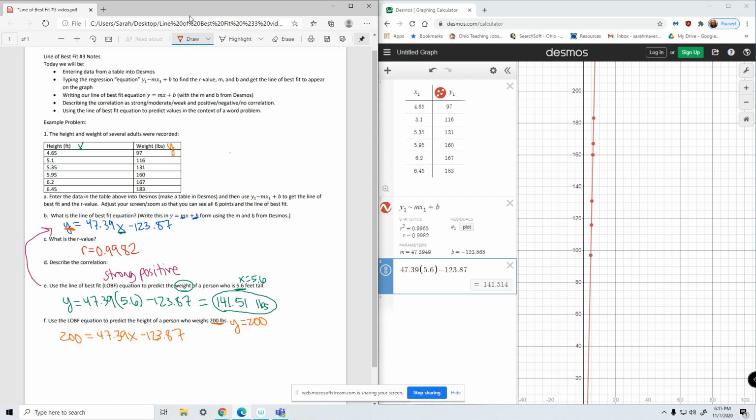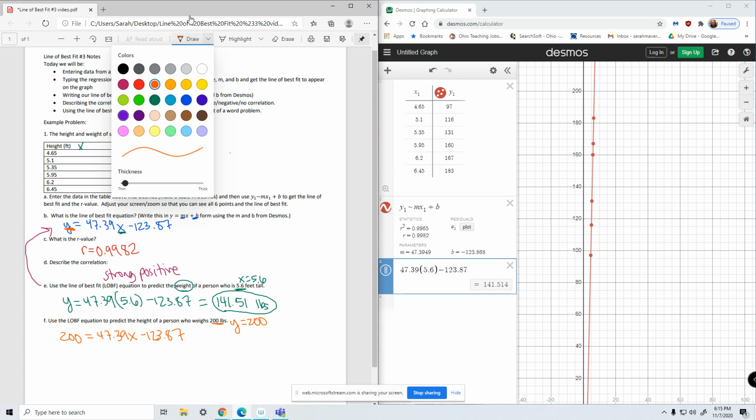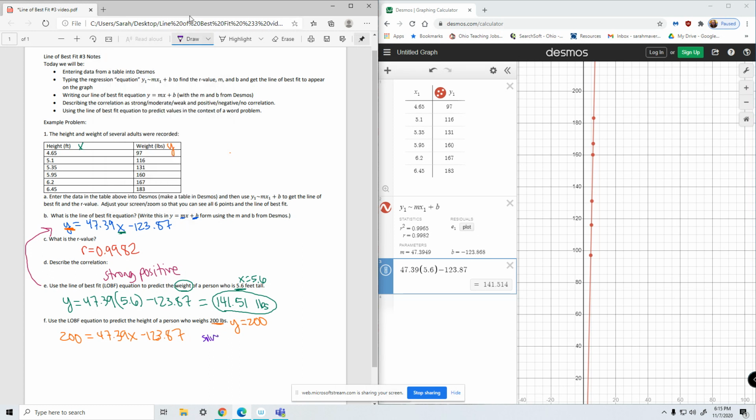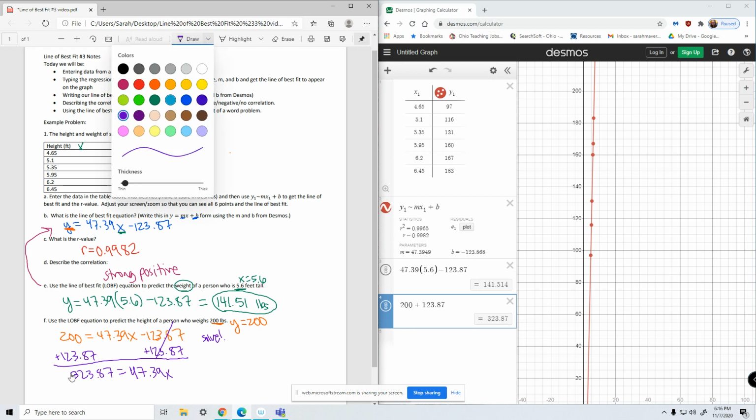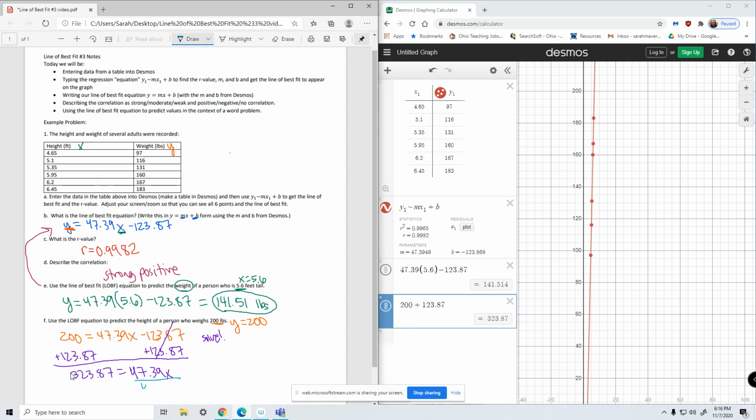From here, I need to solve this equation. We can use Desmos to help us, but we have to know what to tell Desmos to do. So to solve this, I need to start by adding 123.87 to both sides. And you can use Desmos to help you with this if you would like. We get 323.87 equals 47.39x. And then our last step to get x by itself is we need to divide both sides by 47.39.